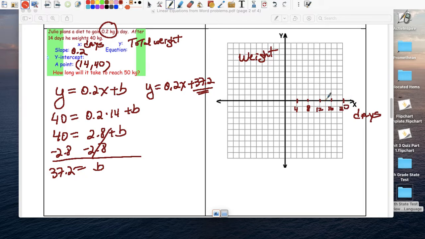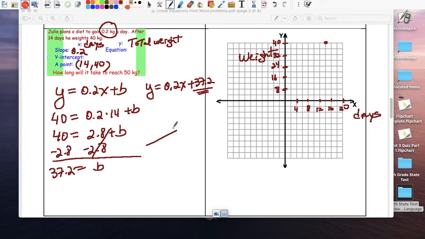Day 14, he has 40 kilograms. And let's see if I can make this. Let's go by 8s: 8, 16, 24. Every 2 is 8. That's 8, that's 16. You don't have to use a scale. If you found a better one, please, by all means, use that. That's 32, and that's 40. I know on day 14, which is this line here between 12 and 16, he's 40 kilos. So I'm going to put a point there.